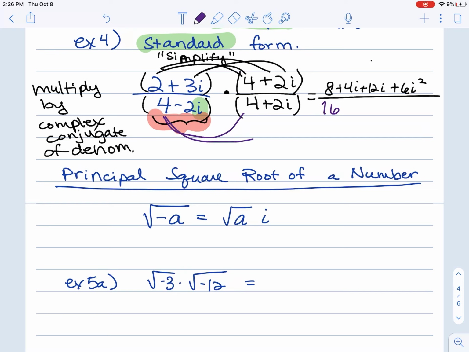First, outer, inner, last. And now we're going to simplify. I look here and here. Look, don't those cancel because 8i minus 8i is just 0.